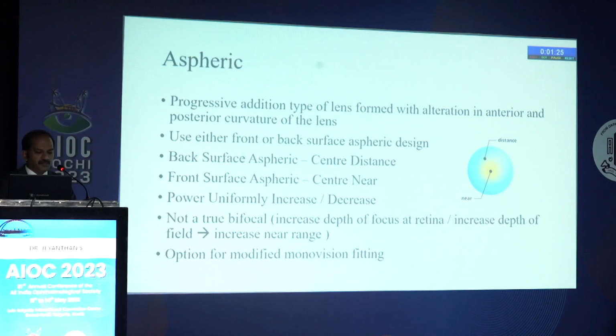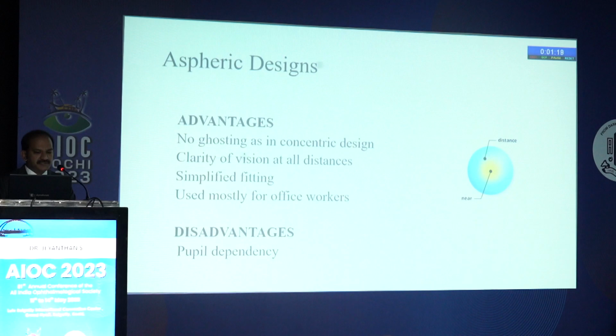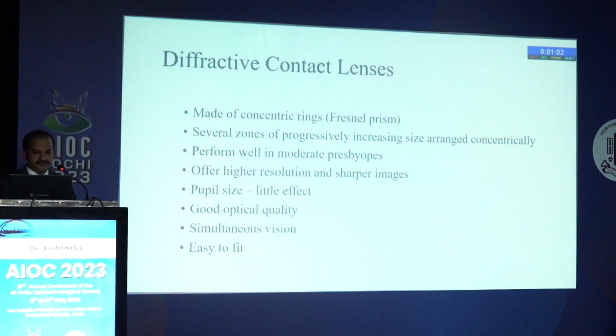It's an option for modified monovision, especially when it comes to severe presbyopes. So the advantage is that there is no ghosting because there is no ring involved in this. Clarity of vision is there for all distances compared to the other models. It's a simplified fitting. It's something like single vision lenses, used mostly for office workers. As I said, the disadvantage is again the pupil dependency.